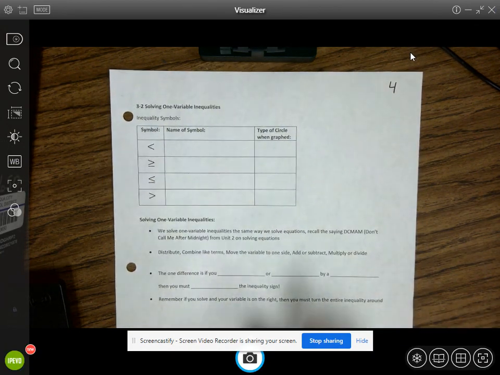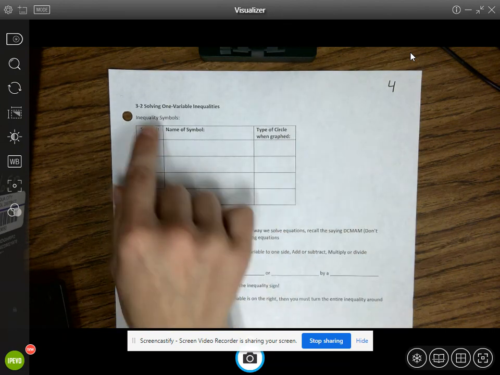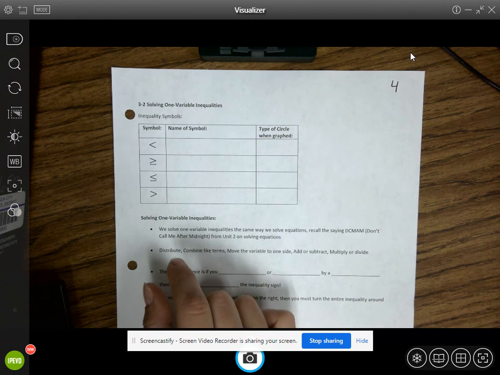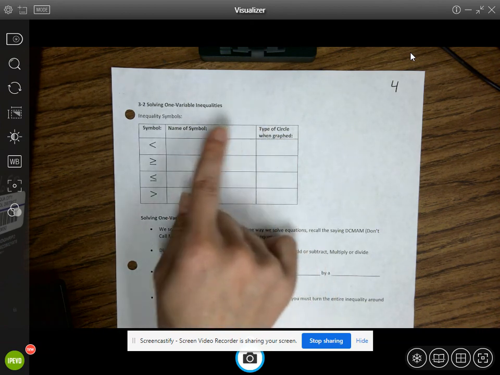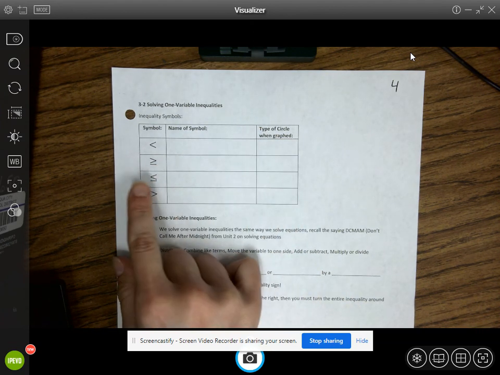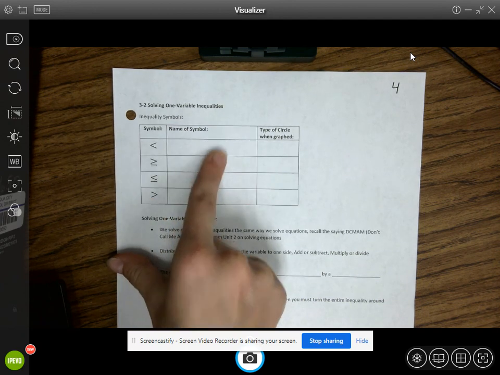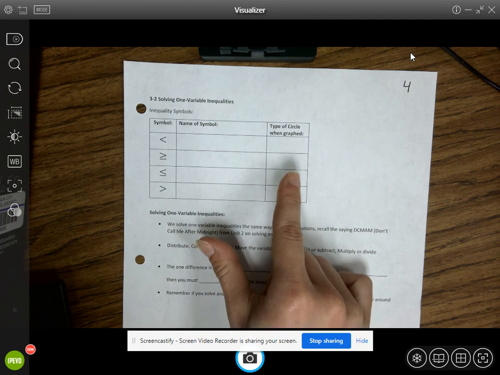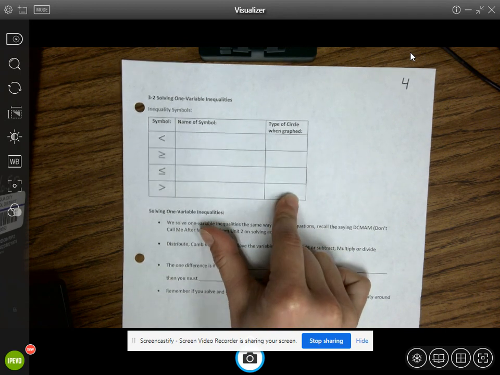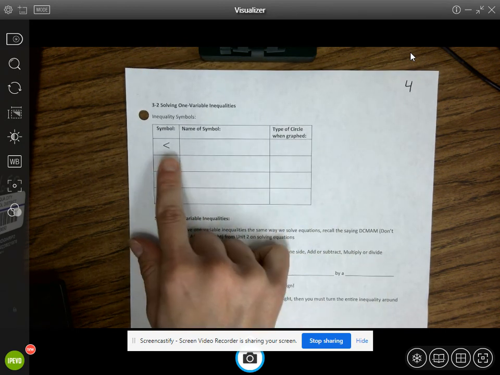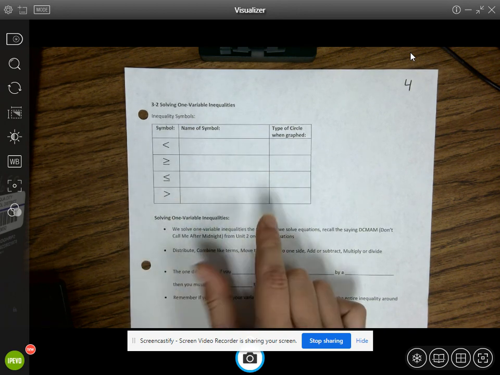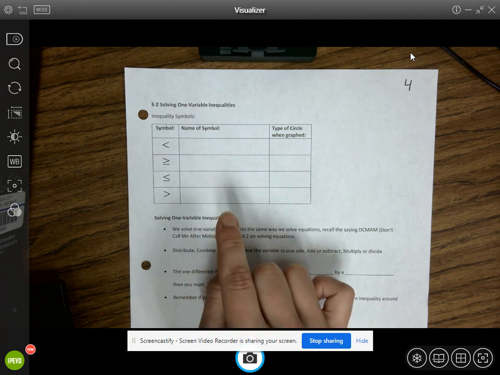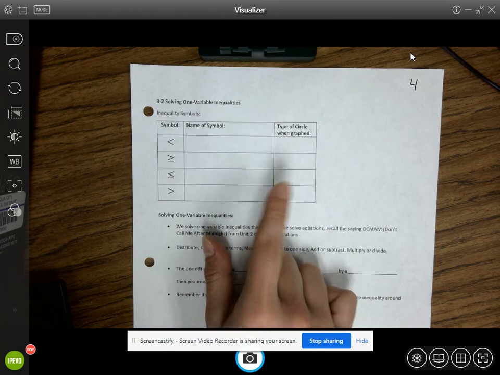Okay, we are looking here at page 4. We are on your 3-2 solving one variable inequalities. First thing you're going to do is complete this table. So using your symbols, you're going to tell me what's the name of it, what they are called, and then you're going to go back to your 3-1 notes if you need reminded about what type of circle you're going to use when you graph each of these symbols. And then at some point, you need to have Mrs. Mullen check this. So do this, and then she will check it at some point.